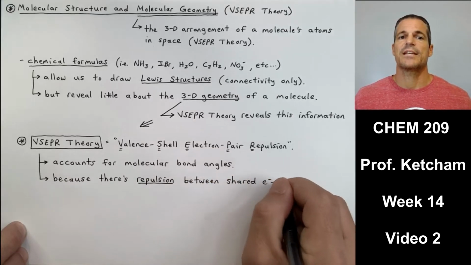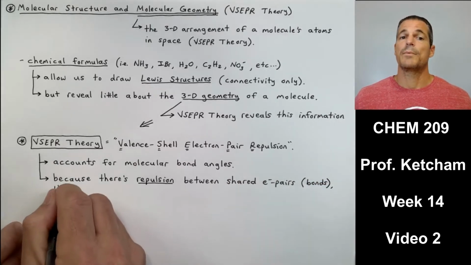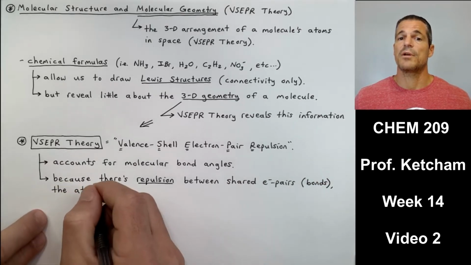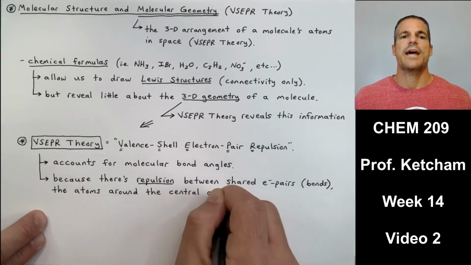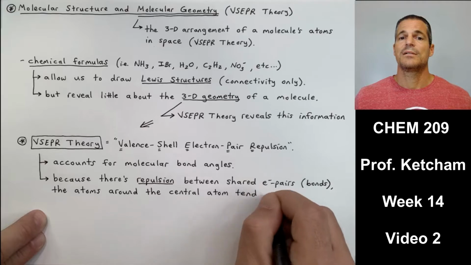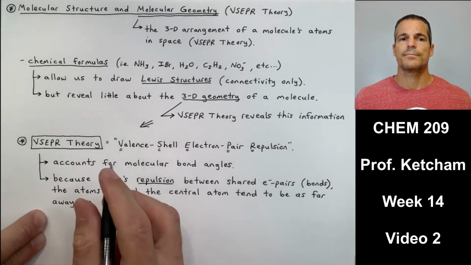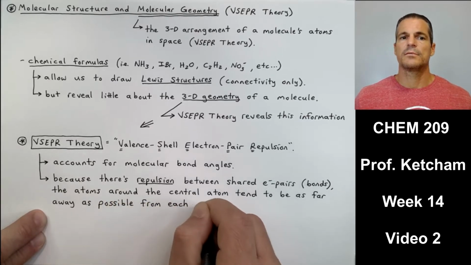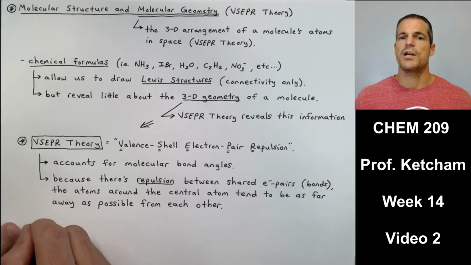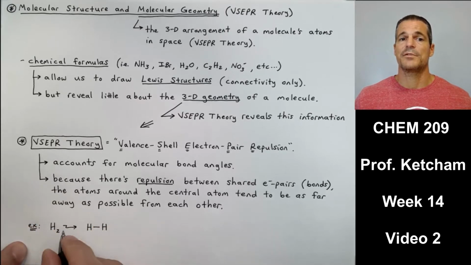So VSEPR theory accounts for molecular bond angles. Because there's repulsion between shared electron pairs, or bonds, dashes, if you will, the atoms around the central atom tend to be as far away from each other as possible.